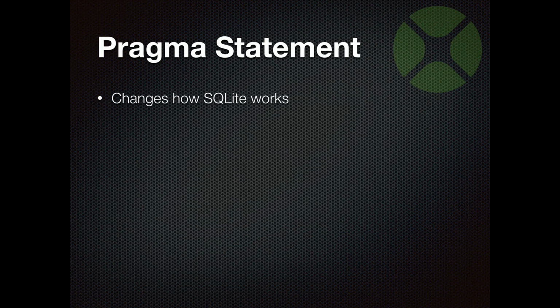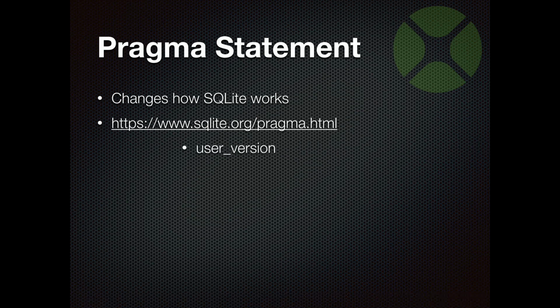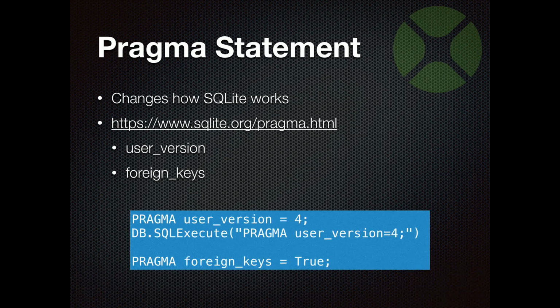The pragma statement changes how SQLite works. When you connect to it, it has a bunch of defaults that it operates in, and most people just go with those and use them as is, but you can tweak some of them. And there's quite a bit on the SQLite page you can read through. I'm going to guess there's like 30 or so that you can play around with. Two in particular that I like are user version and the foreign key one, which I'll talk about in a moment. The user version one is neat because it lets you set a version of the database itself.